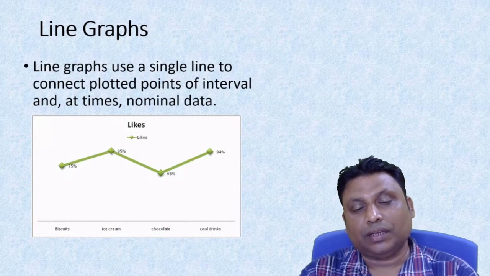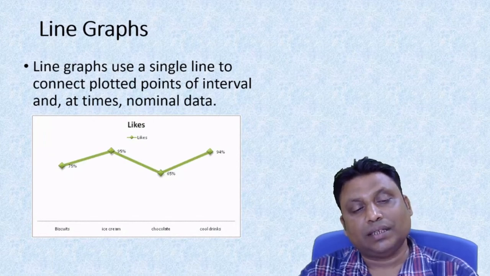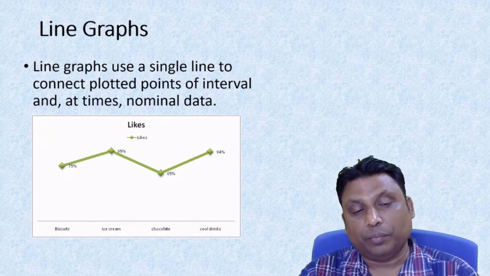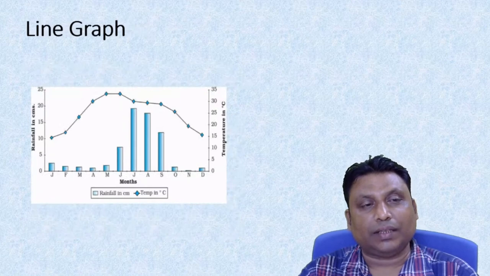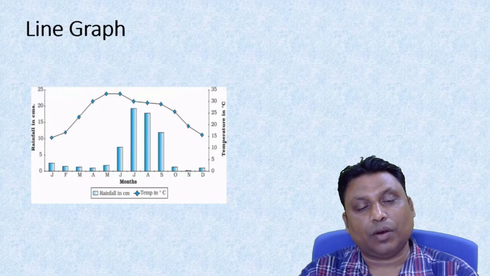The variables we can take on the x-axis and the percentage on the y-axis. 75% biscuit, 95% ice cream, 65% chocolate, 94% cold drinks. Make a line from each point, and this line is called the line graph. The other way we can also do the line graph, because data is given. From the data you make the line graph, because one is a bar diagram, one is a line graph. According to the points also you can do it.